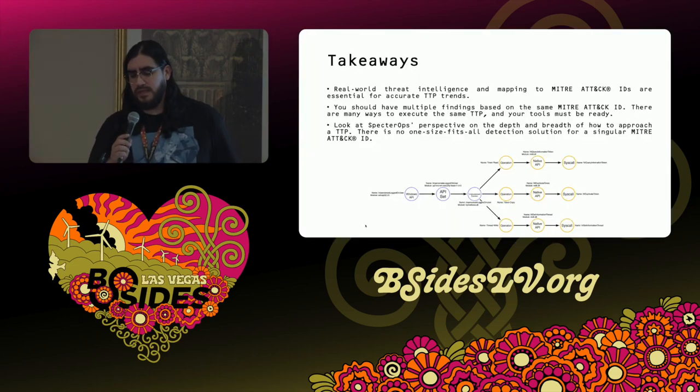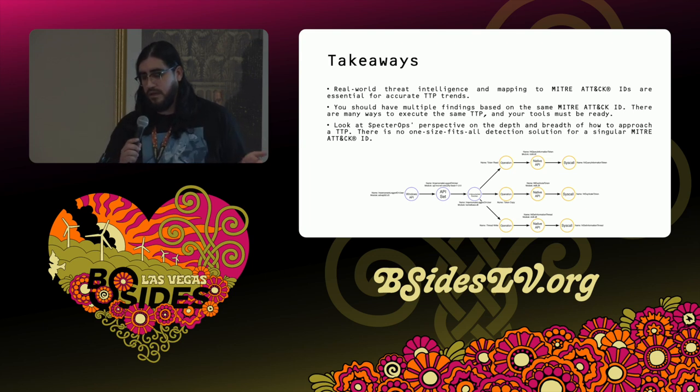There are some takeaways that you need to take into consideration. To run this methodology, you need to use real-world threat intelligence. And sometimes you will have multiple findings based on the same ATT&CK ID, and that's okay. There are many ways to execute the same TTP, and your security tools need to be ready. And if you are interested, you can check the Spectre's perspective on the depth and breadth of how to approach TTPs. There is no one-size-fits-all detection solution for a singular ATT&CK ID.